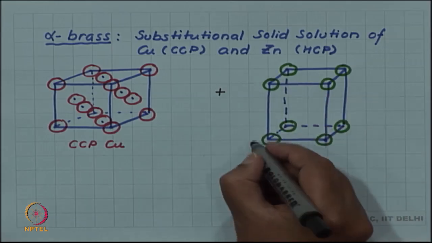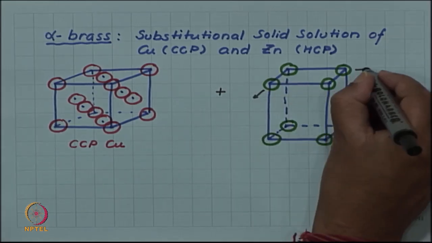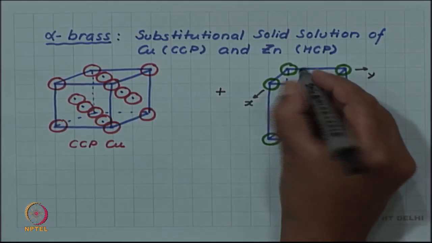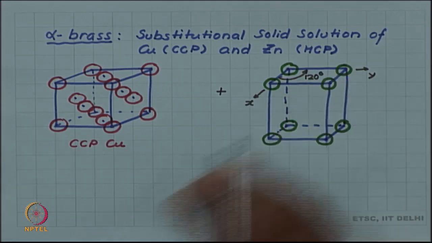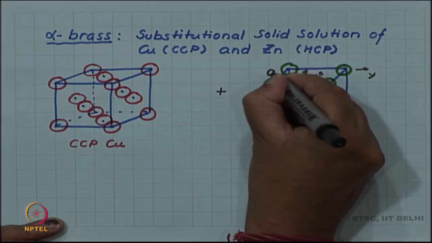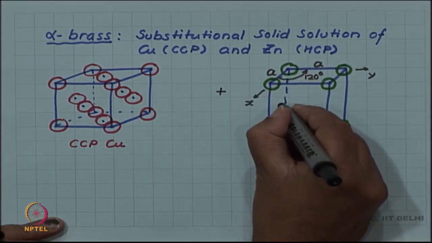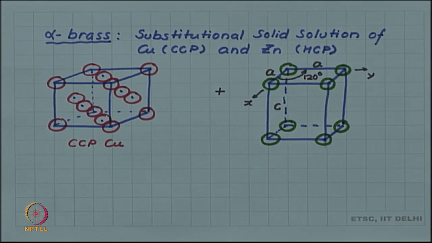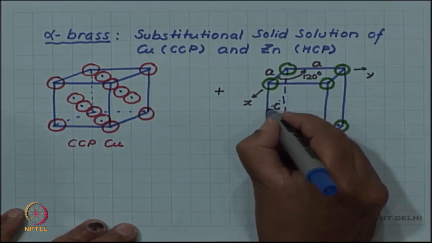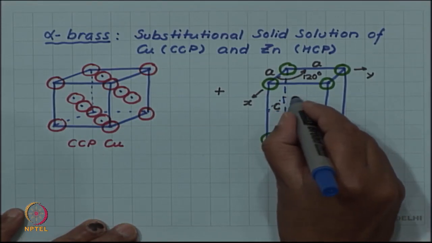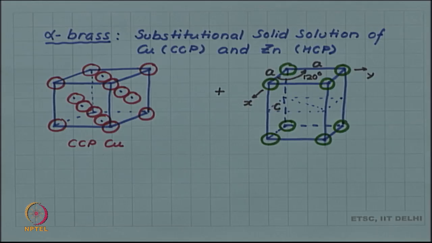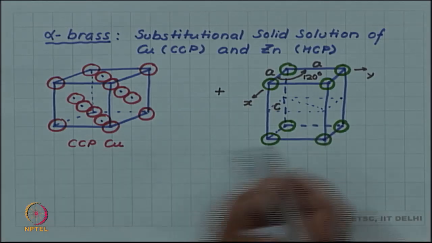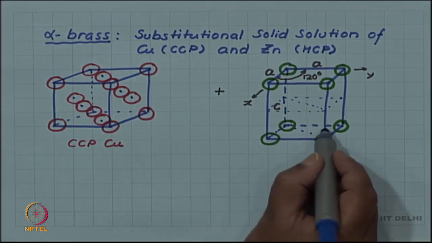and remember, since it is hexagonal, the x and y axes are now not making an angle of 90 degree, but this angle is 120 degree, and these two sides are equal. The third side is C, which is not equal to A. And in the mid plane, we will have one more atom, and that will be the B atom. So, two kinds of triangle are there, the B and C triangle.